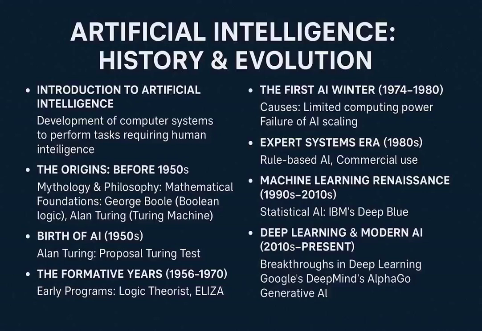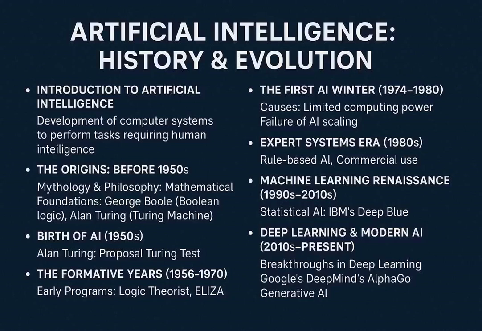Artificial Intelligence, History and Evolution. 1. Introduction to Artificial Intelligence. Artificial intelligence, AI, refers to the development of computer systems that can perform tasks typically requiring human intelligence. These include learning, reasoning, problem-solving, perception, and language understanding.